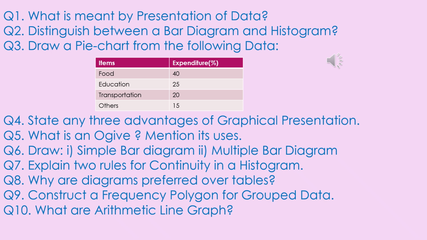Question 9 is construct a frequency polygon for group data. Question 10 is what are arithmetic line graphs? So these are the 10 questions. You can solve it yourself or I will be explaining it to you in the next slides.